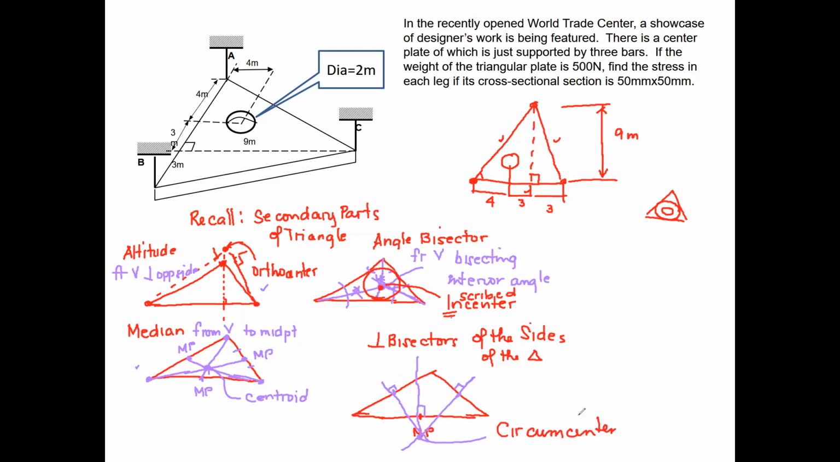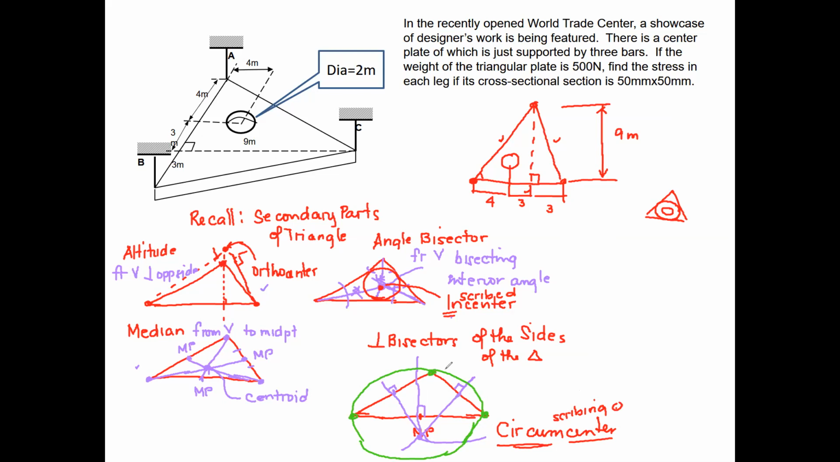Bakit siya tinawag na circumcenter? Kasi this will be the center of the circumscribing circle. Ibig sabihin, if you want to circumscribe a triangle by a circle, kailangan hanapin mo yung circumcenter. If a circle is circumscribing a triangle, lahat ng vertices ng triangle nandoon sa circle.